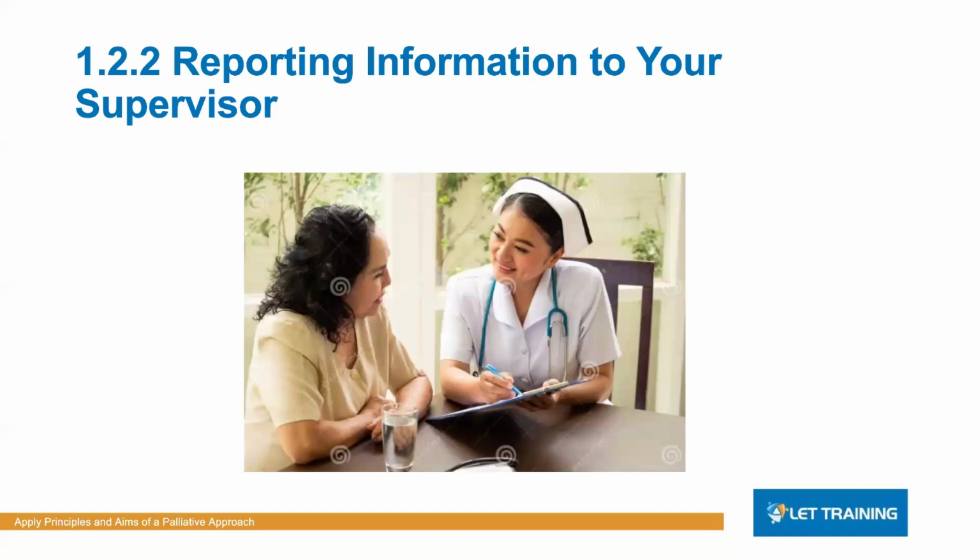Reporting information to your supervisor. Information refers to the clients and their relevant others' needs and preferences that you previously identified. After identifying this information, you must report this to your supervisor. Reporting information to your supervisor ensures that everyone in the care team is updated about the client and relevant others' needs and preferences, so that the care provided will remain in line with the client's and relevant others' needs and preferences.